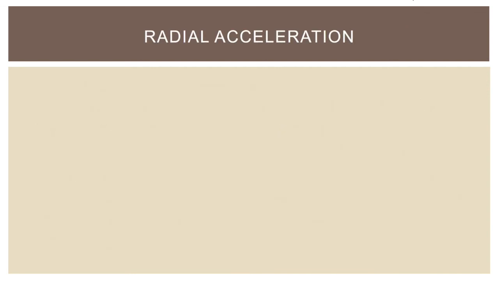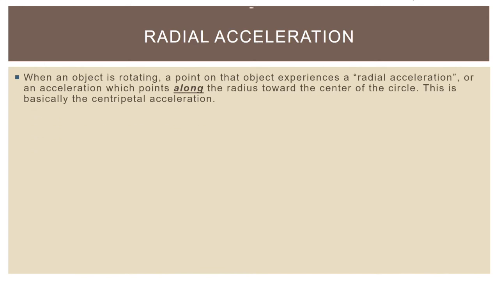So first up, we'll start with the radial acceleration, since you've already seen centripetal acceleration in this course before. When an object is rotating, a point on that object experiences a radial acceleration, or an acceleration which points along the radius toward the center of the circle. This is basically the centripetal acceleration. And so it shouldn't be a surprise what the form of this equation is, because it's really all based on the centripetal acceleration equation, v squared over r.